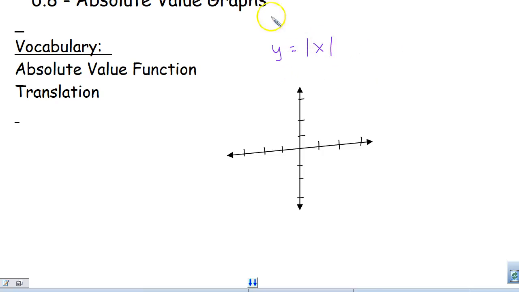With our parent function, an absolute value function is going to create what I call a V shape. So it's going to be a V-shaped graph.